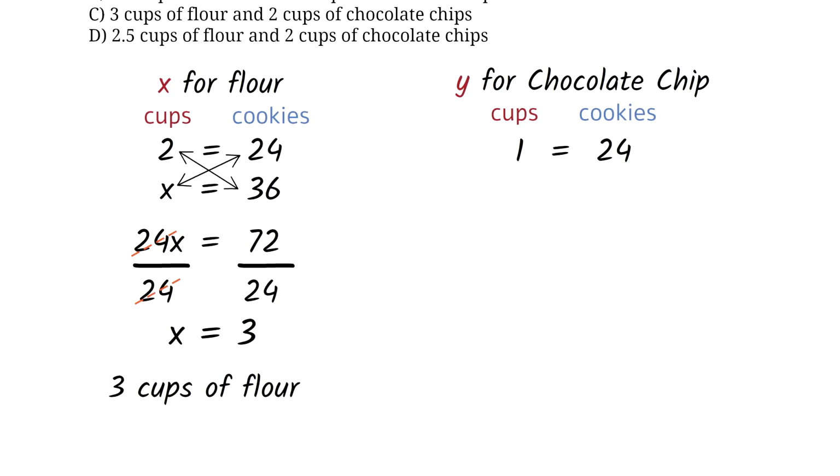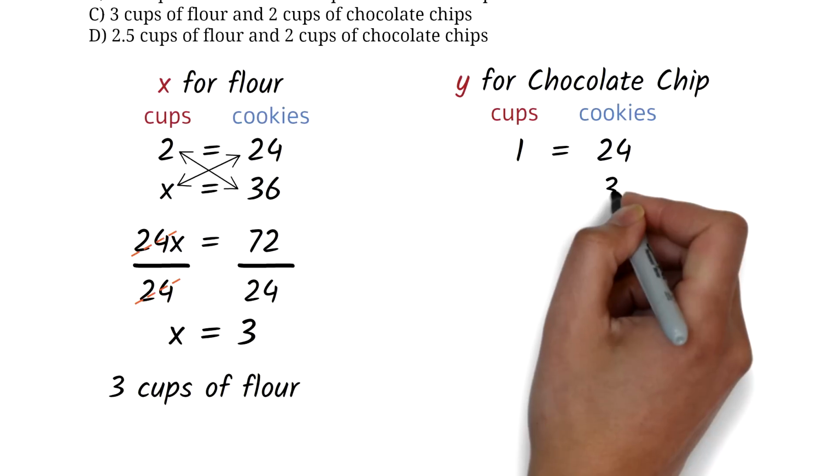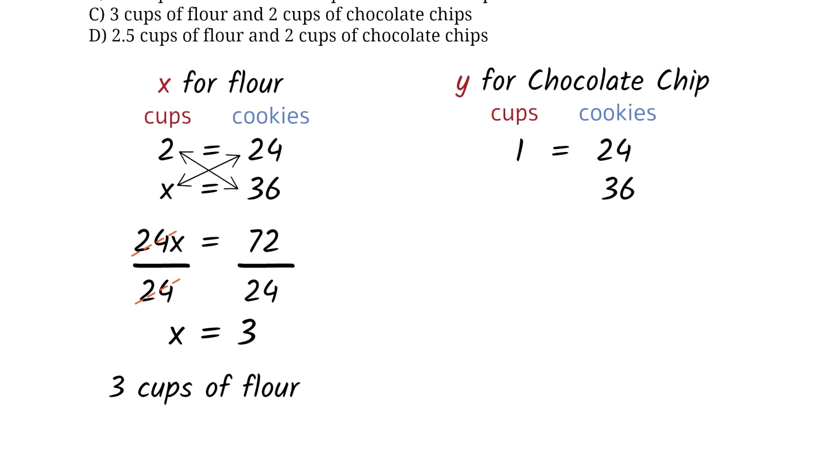Now let's look at the cups of chocolate chips she'll need. The setup is exactly the same. We know she wants to make 36 cookies, so we will put it here, under the cookies. We don't know how many cups of chocolate chips she needs. We will represent it by y. Again, we will cross multiply.